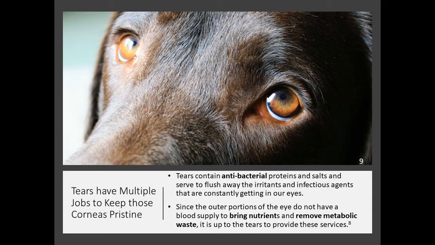Tears have multiple jobs to keep those corneas pristine. They contain antibacterial proteins and salts and serve to flush away the irritants and infectious agents that are constantly getting in our eyes. Since the outer portions of the eye do not have a blood supply to bring nutrients and remove metabolic waste, it's up to the tears to provide these services.